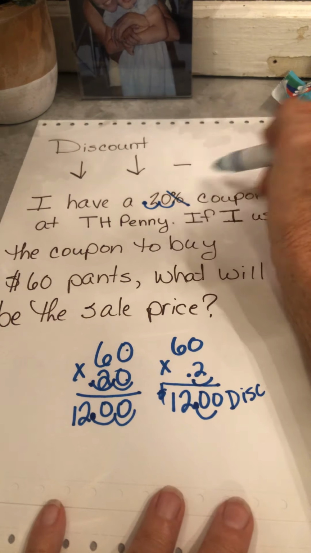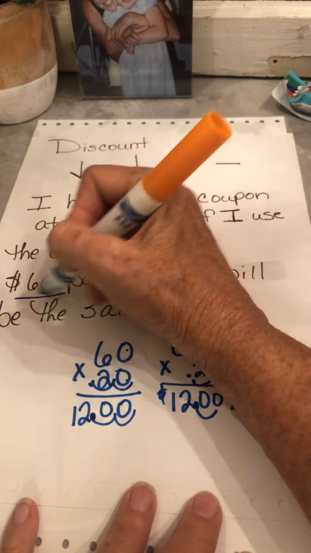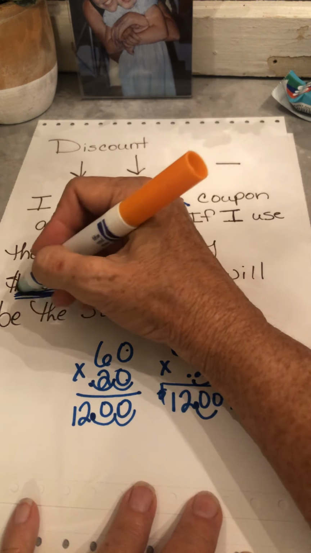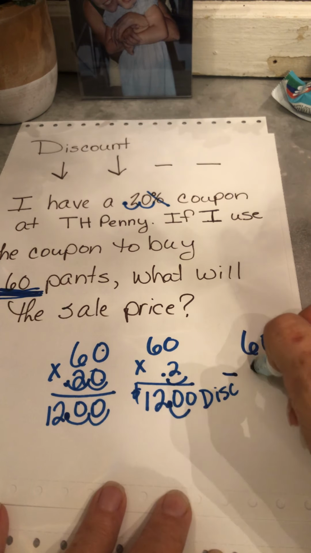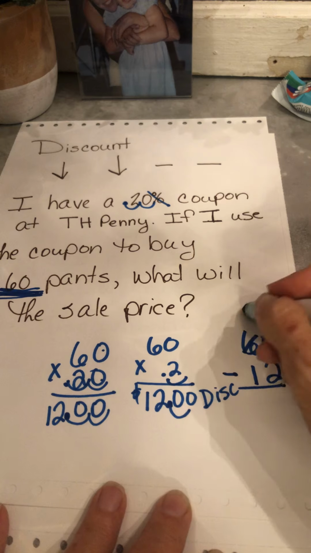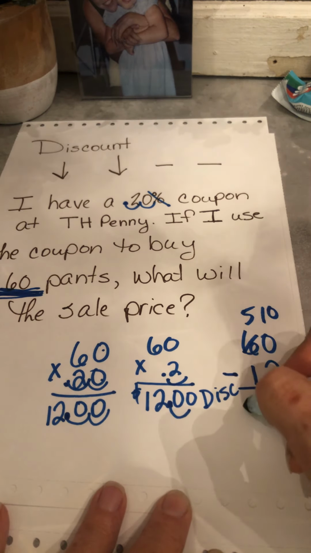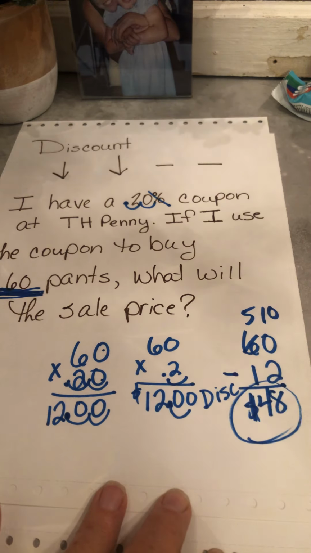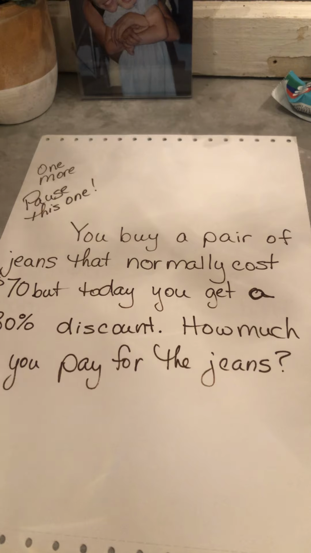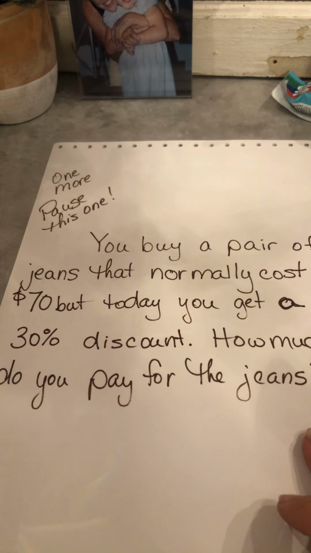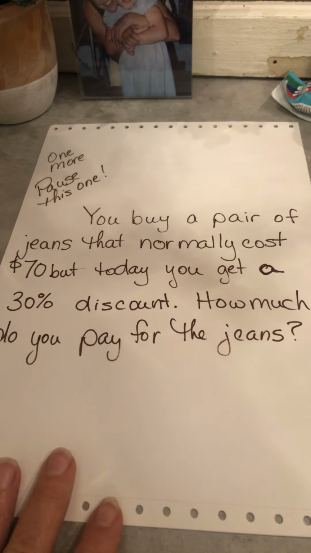What do we do with discount and savings? We subtract it. So my total bill, or my original price of my pants was $60. So 60 minus 12 gives me $48. How much am I going to pay? $48. Whole lot better than $60. Okay, this one, here you go. Go ahead and give this one a shot. Pause, and I'll see you back here in a minute.